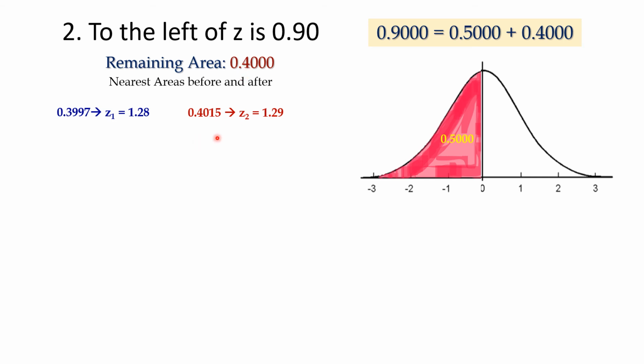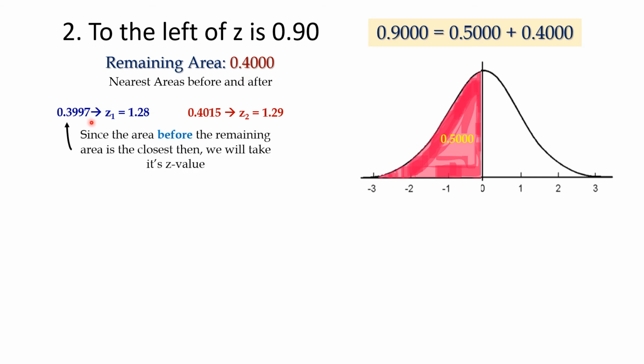That is the interval. So we must take the first area, since that is the closest area to our remaining area, which is 0.4000, then we will take its z value, which is 1.28. That is positive. Then we're going to locate that z value on the curve. So that is now the location approximately. Then we are going to draw a vertical line. Then we shade this part of the curve. So this is now the shaded part. So this is now the area for 0.90.